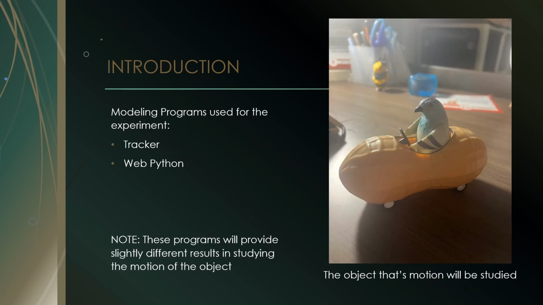Now for this lab, we'll be using the following programs, Tracker and WebPython. Tracker is able to analyze videos of motion and then give out the position and relative velocity and timestamps. WebPython allows me to use Python to basically code a simulation representing the motion. And these programs will provide a slightly different result in the motion of the object, and we'll get into why those differences happen in the later slides. And also, the object's motion that will be studied is this little peanut car pigeon.